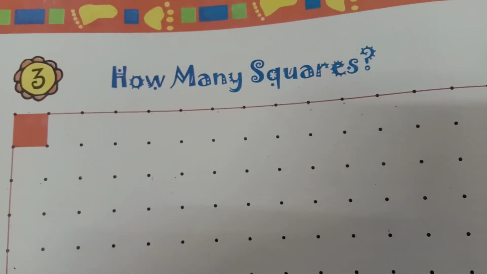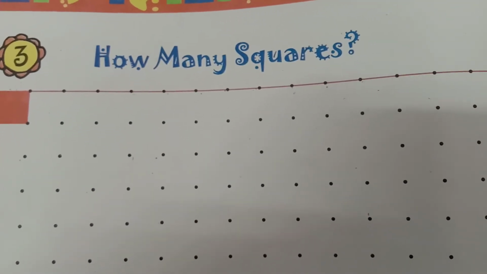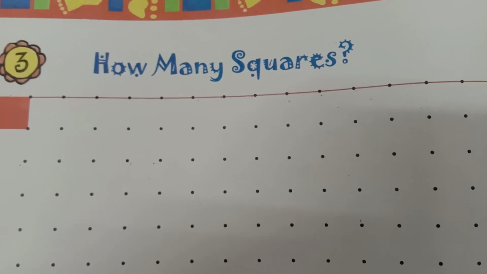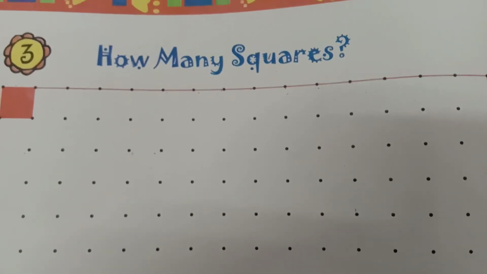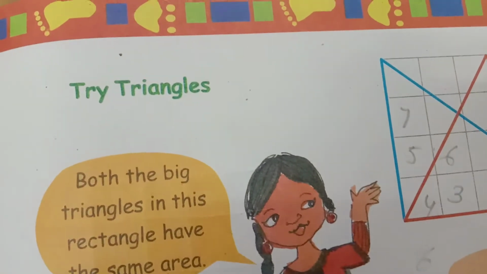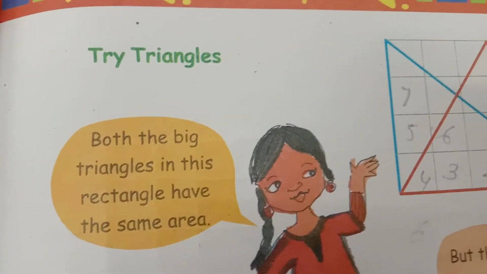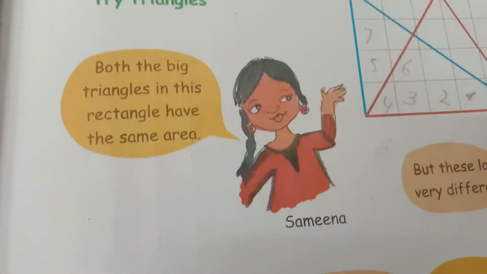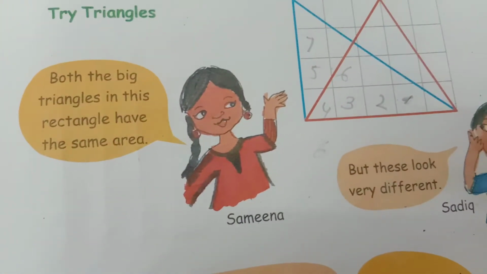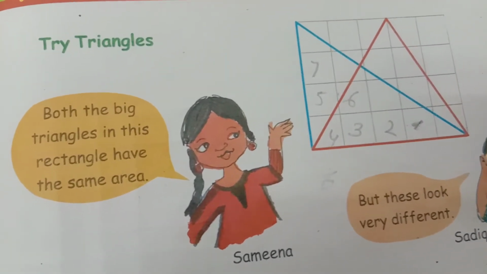We are discussing how many squares. In the previous class we discussed how to find the area of irregular objects and how to compare the areas of objects. Now we are going to discuss triangles, page number 41. Here two children, Samina and Sadiq, are discussing triangles.